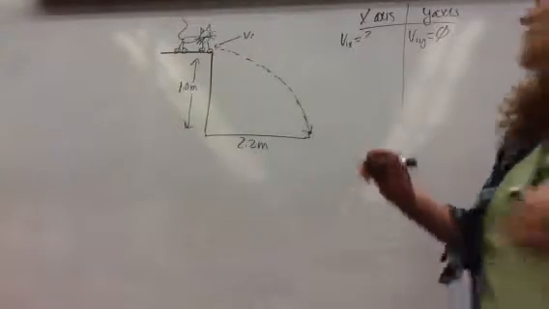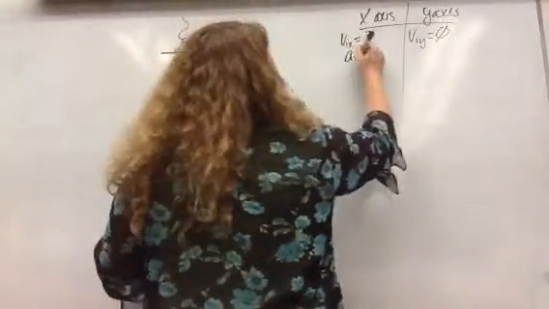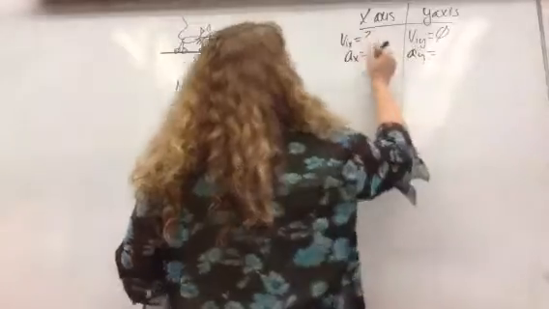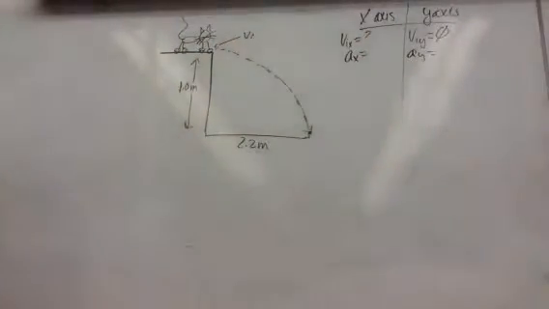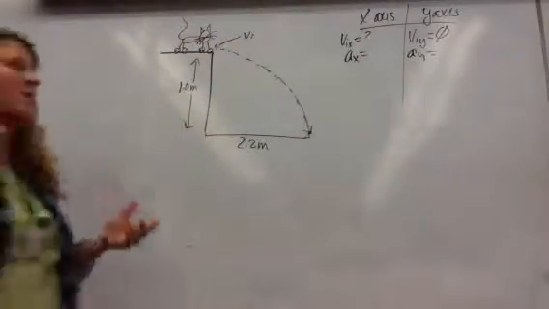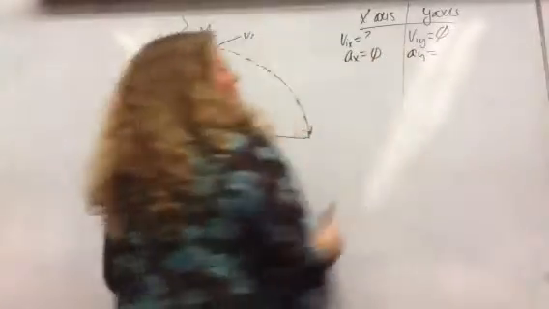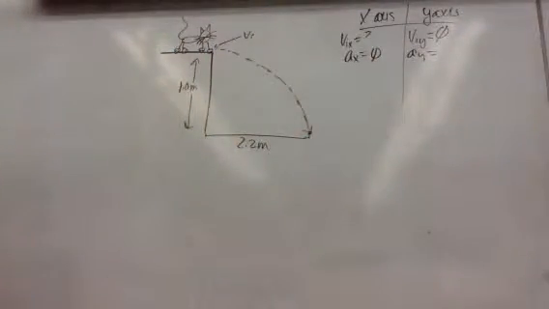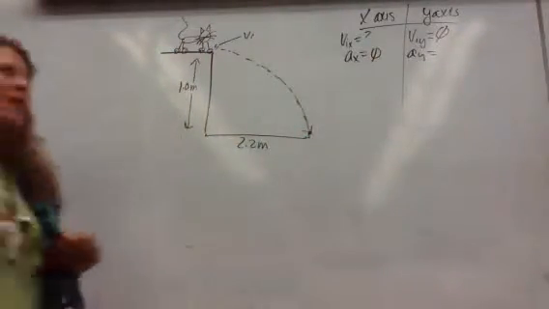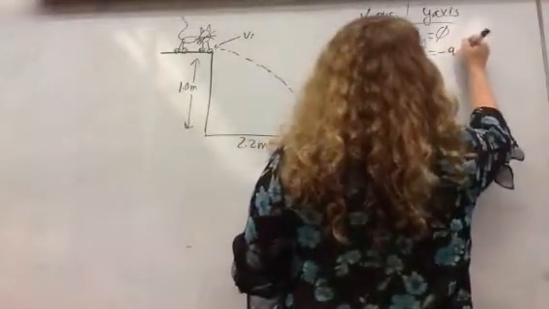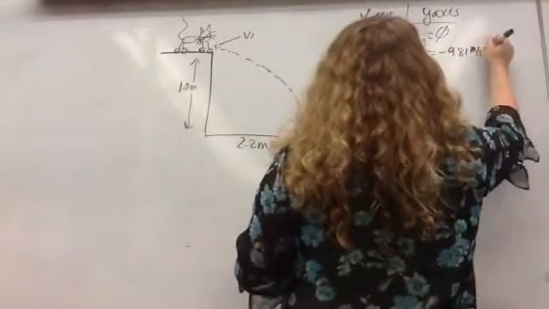Okay, so let's look at acceleration. Acceleration on the x, acceleration on the y. What's our acceleration on the x? 0. There is no acceleration on the x. What's our acceleration on the y? Negative 9.81 meters per second squared. Okay.